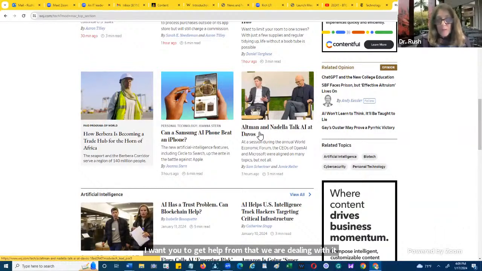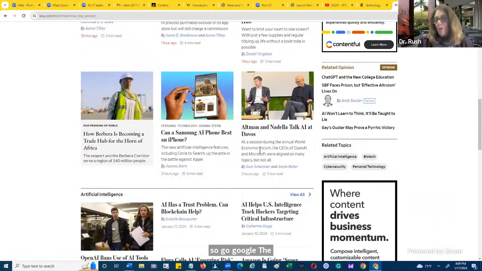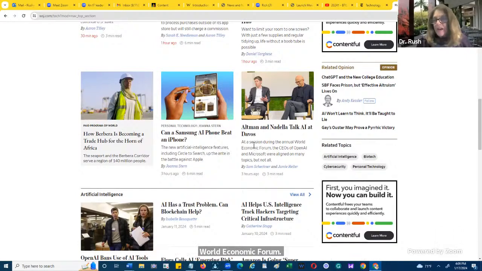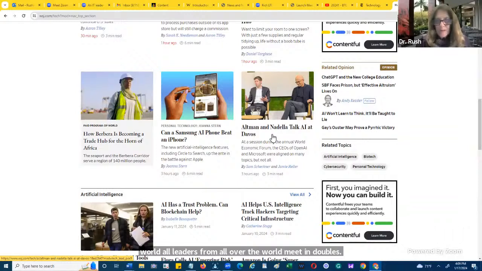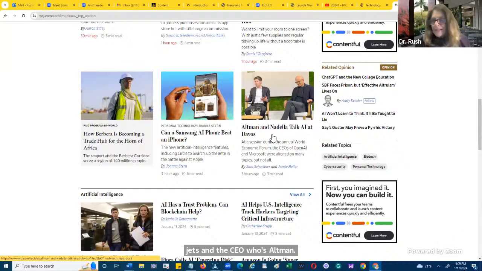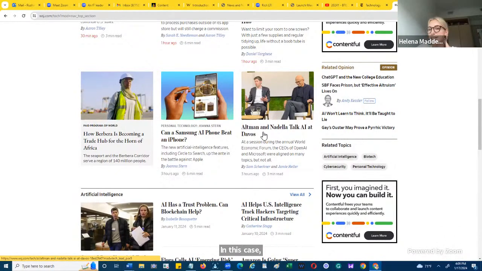Davos, and it's the session at the annual World Economic Forum. There, Helena, every year, all leaders from all over the world meet in Davos. They come in their private jets and talk about climate change or something. And the CEO, who's Altman? In this case, Gus, who's Altman? Have you ever heard of Altman? Don't think I have, no.